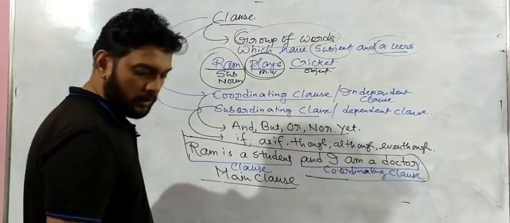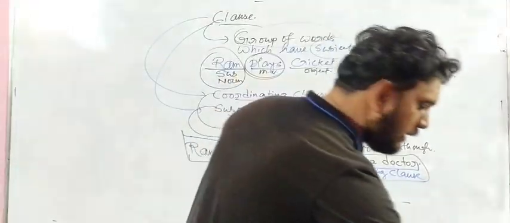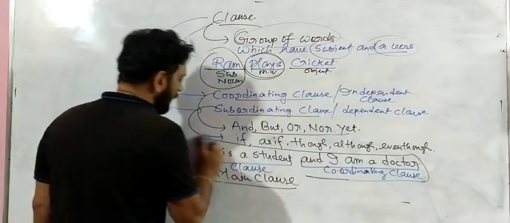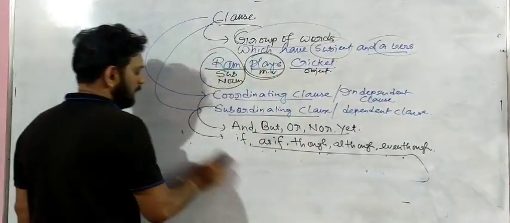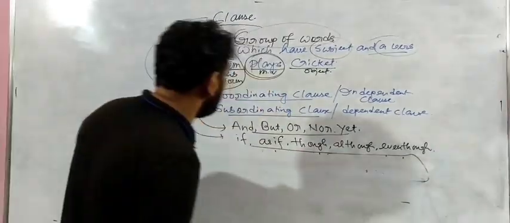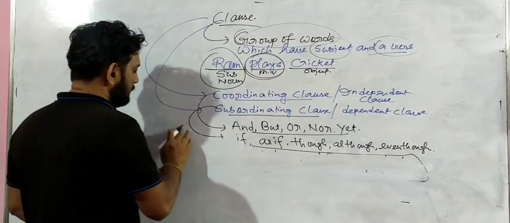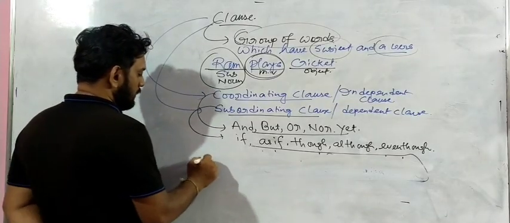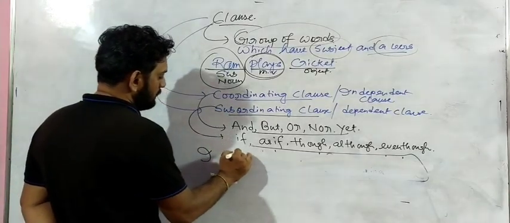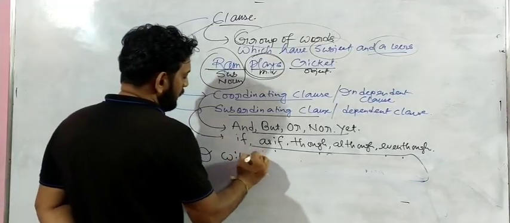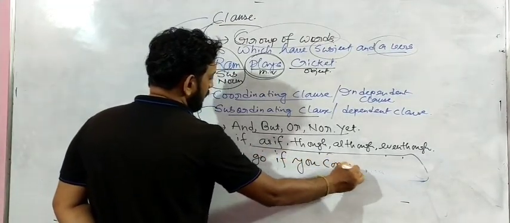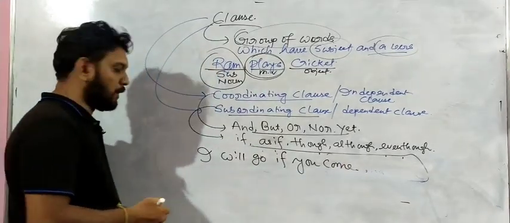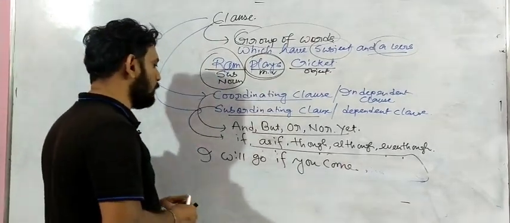What does subordinating clause mean to us? Suppose I write over here, my friend, I will go if you come. I have written a sentence: I will go if you come.